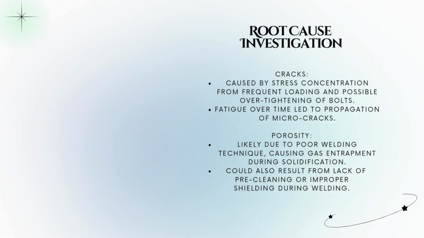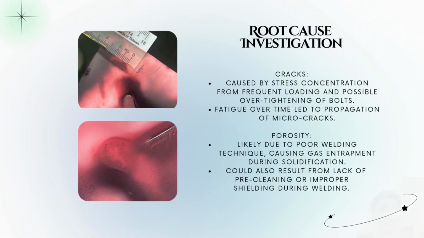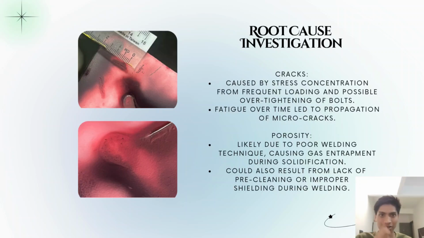In this slide, we analyze the root cause behind the defects found during inspection. Starting with the cracks, they were likely caused by stress concentration, mainly due to frequent loading and the over-tightening of bolts. This action puts repeated strain on localized areas, especially around bolt holes. Over time, this leads to fatigue and small cracks start to form and propagate into larger micro cracks, weakening the structure.